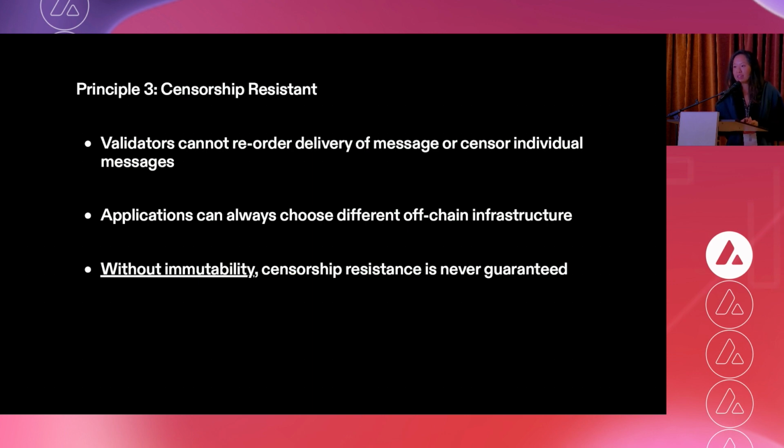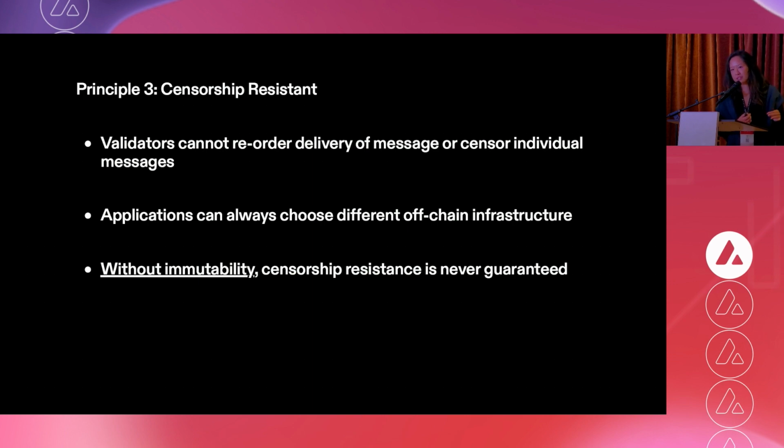And so if you design your protocol to not allow censorship, then you are buying that agency for developers for the rest of time. So validators cannot reorder the delivery of messages or censor individual messages in the way that we designed our cross-chain messaging protocol. That means that every message is nonce order enforced. At no point can we pull a message out, refuse to send it, or reorder. And that also means that a high-frequency trading firm couldn't go in and try and extract extra value.